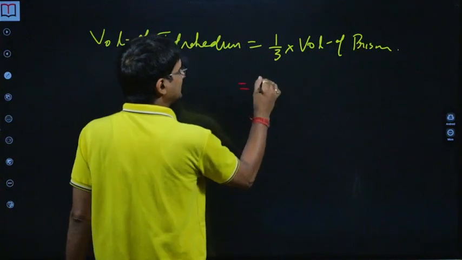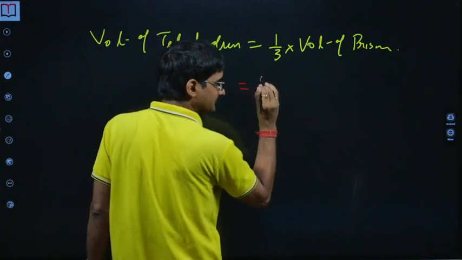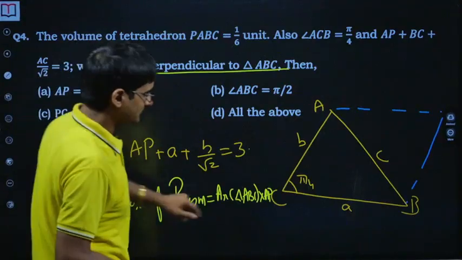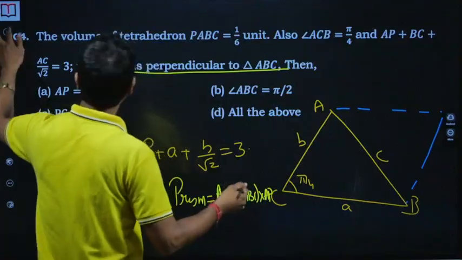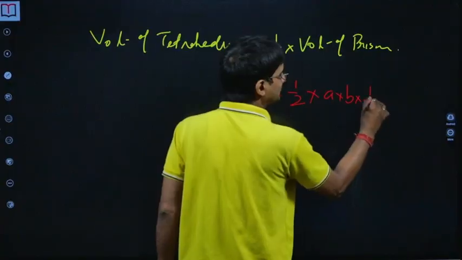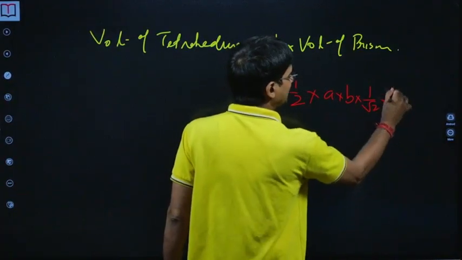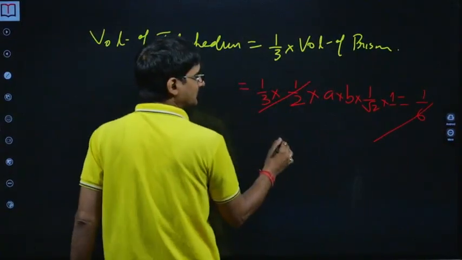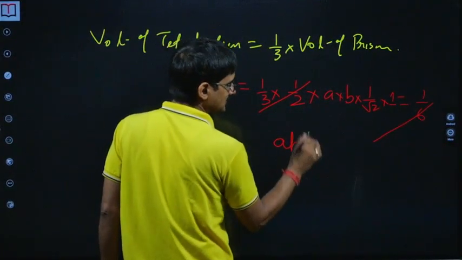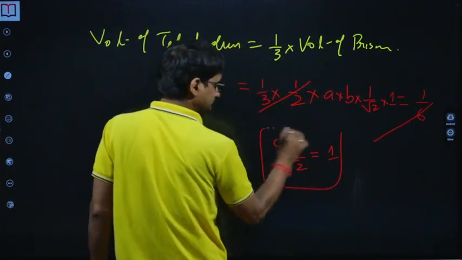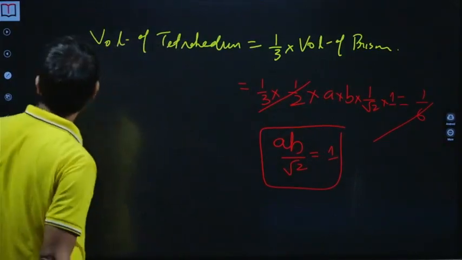So in that case, 1/3 into area of base, half triangle, so A into B sine theta, A into B sine pi/4, which is 1/√2, into height, which is 1, and this is nothing but 1/6. So this is gone, this is gone. So AB by √2 is equal to 1. Okay, so that's what we get.